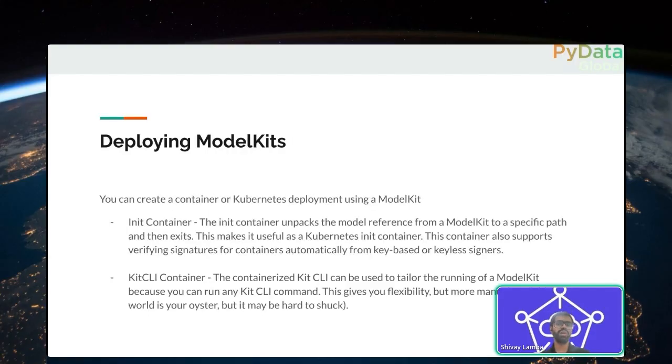And finally, if you want to go ahead and deploy a ModelKit, you can just create an init container for your ModelKit, which will unpack the model reference from your ModelKit. This is really useful if you're deploying your ModelKit to a Kubernetes deployment. Or you can also use the Kit CLI container, which has the entire containerized CLI and allows you to run any type of CLI command, which gives you a bit more flexibility to package together your ModelKits and then deploy them inside of a Kubernetes environment.